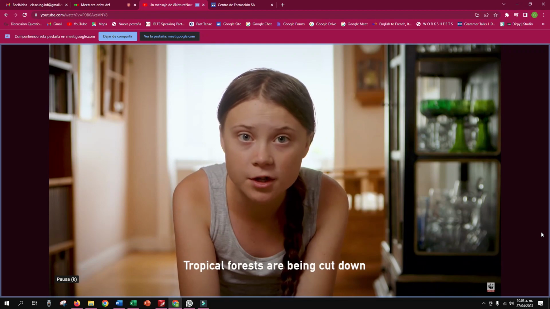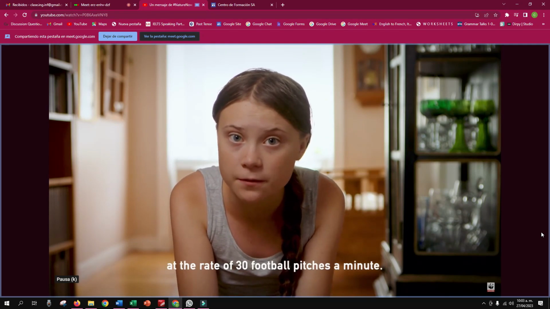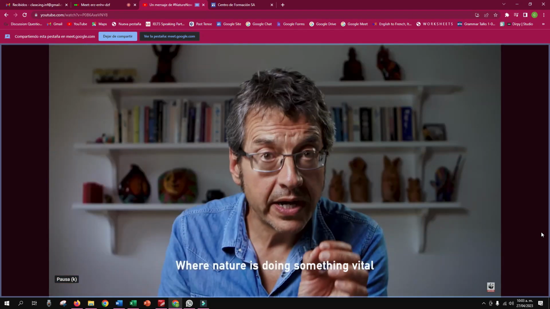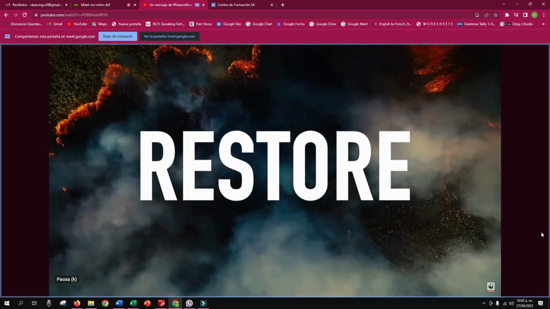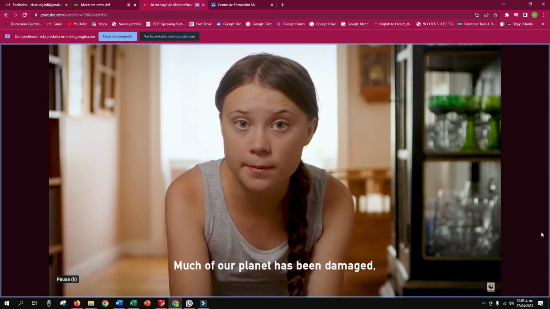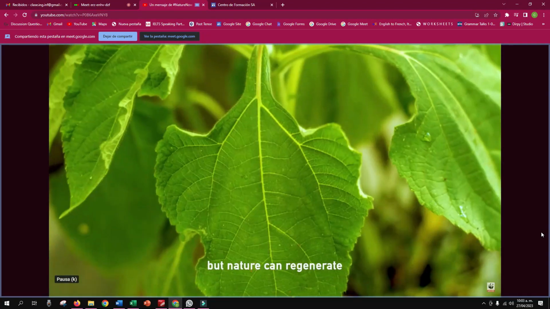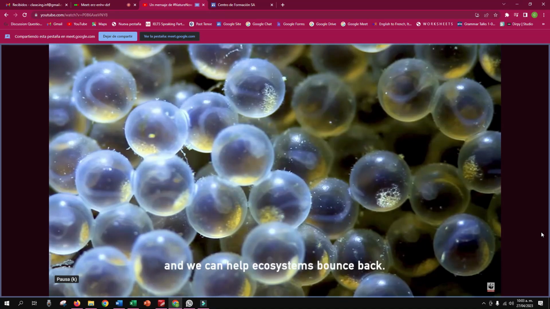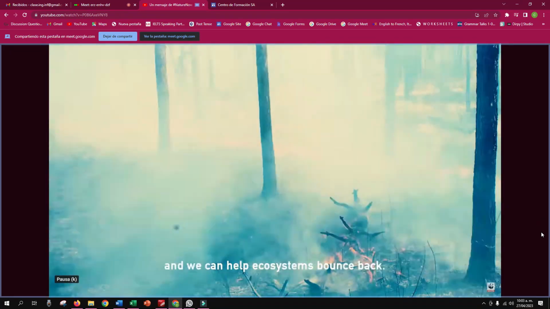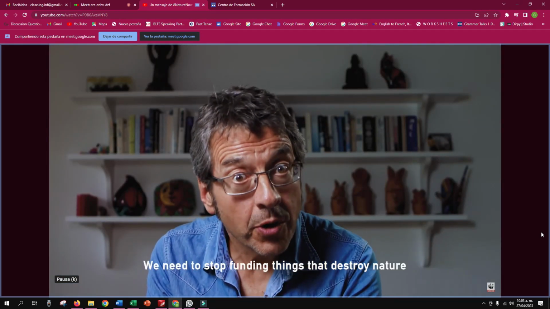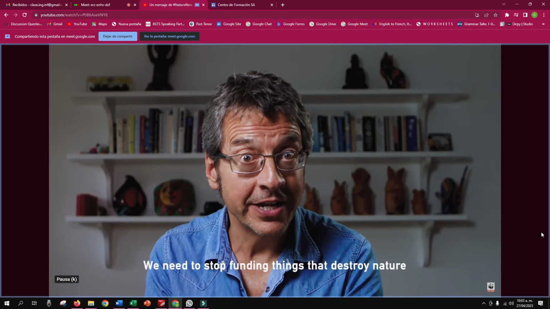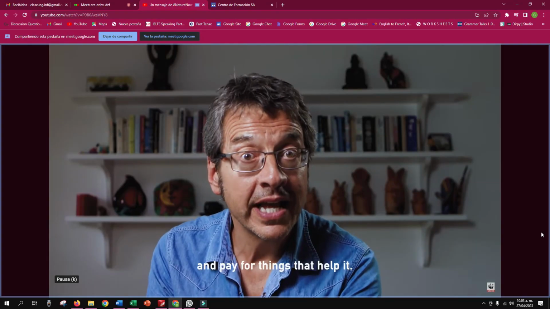Protect. Tropical forests are being cut down at the rate of 30 football pitches a minute. Where nature is doing something vital, we must protect it. Restore. Much of our planet has been damaged. But nature can regenerate, and we can help ecosystems bounce back. Fund. We need to stop funding things that destroy nature and pay for things that help it.